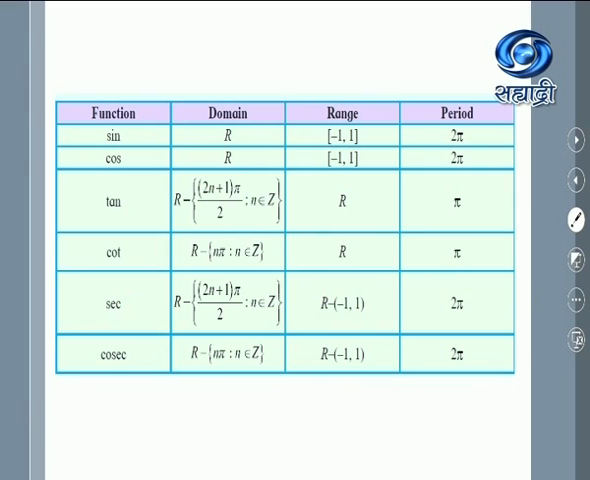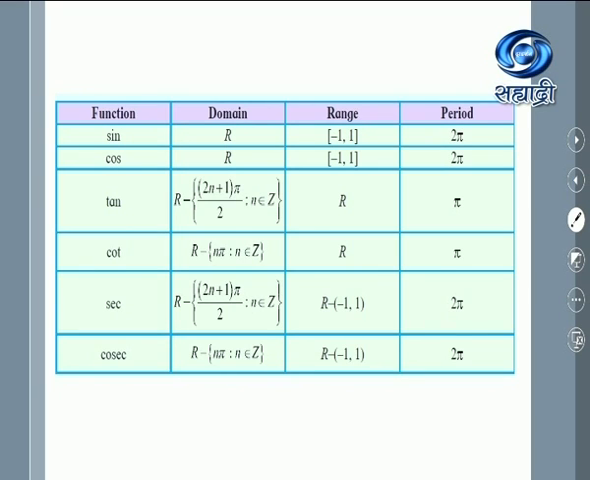Okay. Secant function, domain is R minus (2n+1) into pi by 2, n belongs to Z. Range is R minus the open interval -1 to 1, and the period is 2 pi. Cosecant function, R minus n pi, n belongs to Z. The range is from the set of reals we exclude the open interval -1 to 1, and the period is 2 pi. Okay, as I told you, all these functions are periodic in nature.